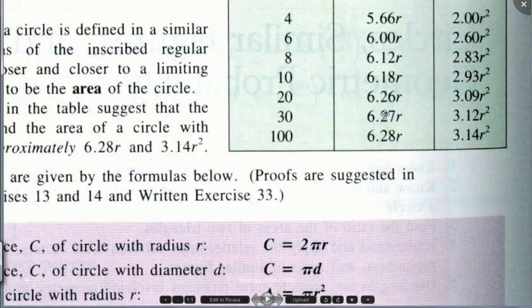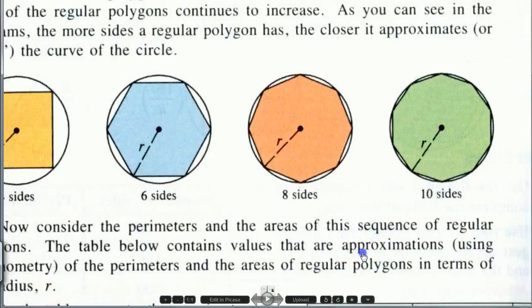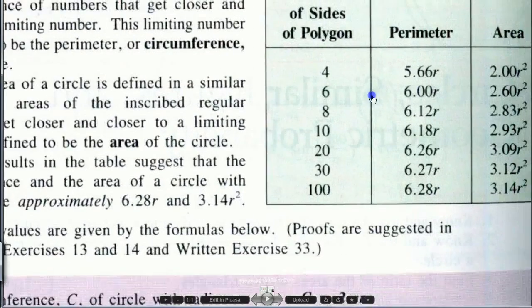Why? Okay, so I want you to discuss. That's a good question. Why would it be a limiting number, as they were talking about? Why would this number not increase as we increase the number of sides in this manner? Go ahead, everybody discuss. Why wouldn't it increase?